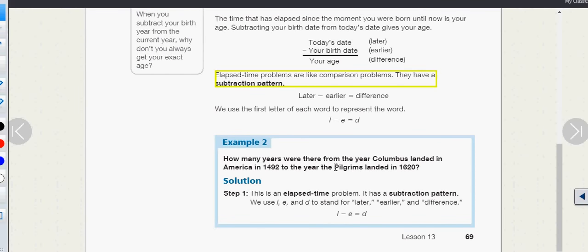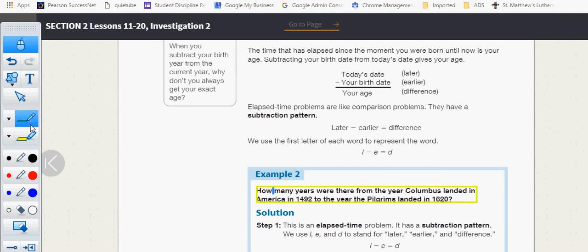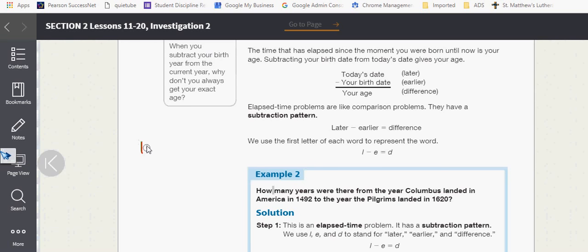Example 2, read to yourself right here. Now, just pause if you need more time, but which is the later date? Year, to be more exact, 1620. We can treat it like it's 1620 right now as we subtract. Don't get thrown off that it's a year.